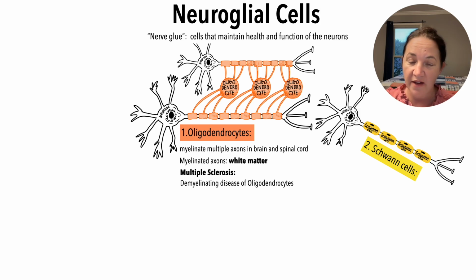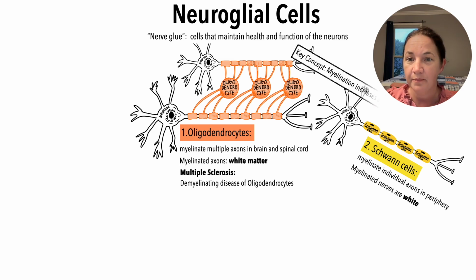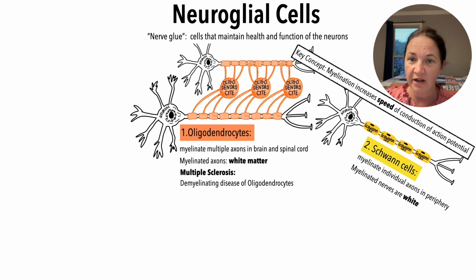So Schwann cells have the same job as oligodendrocytes, but they are only able to myelinate individual axons at one time, and they're found in the peripheral nervous system rather than the central nervous system. Once again, the myelinated axons are going to appear white. And a key concept here, why do we care about all this myelination? It increases the speed of conduction of the action potential.